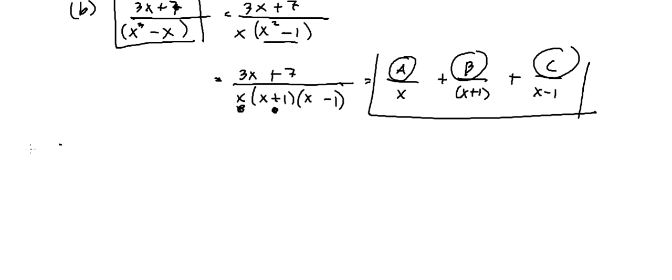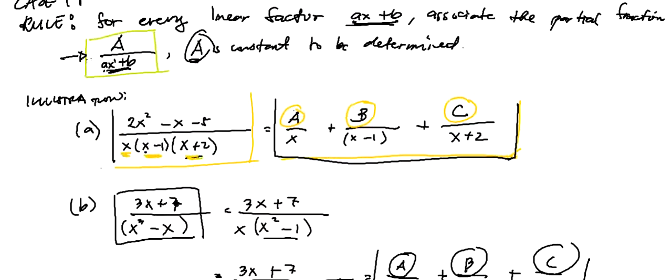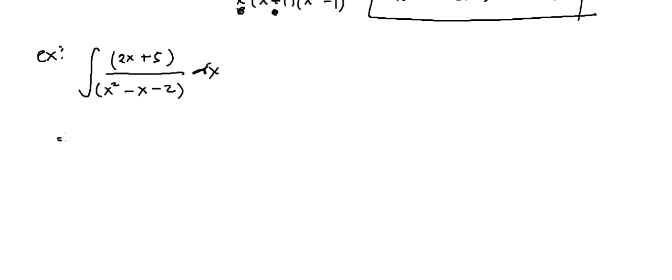For example, let's try to evaluate this problem. Example number 1: we have to evaluate the integral of (2x + 5) over (x squared minus x minus 2) dx. First things first, we need to make our denominator into factored form, so we need to do some modification in our algebra.